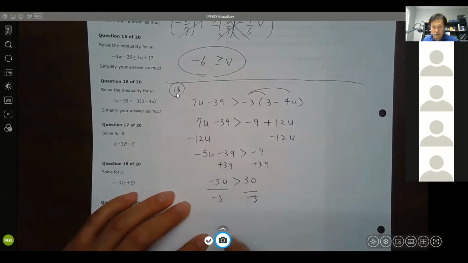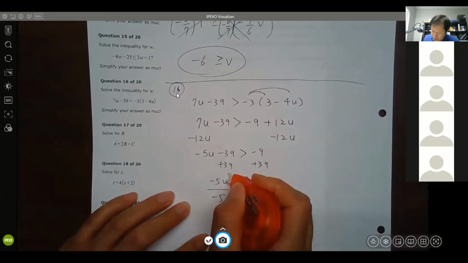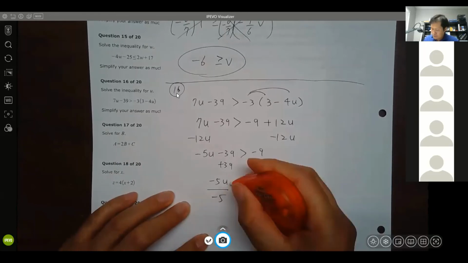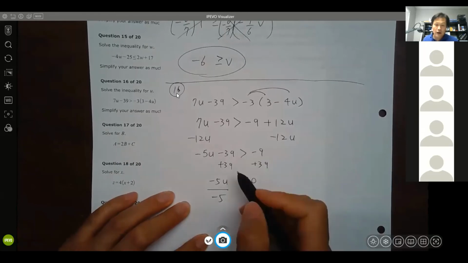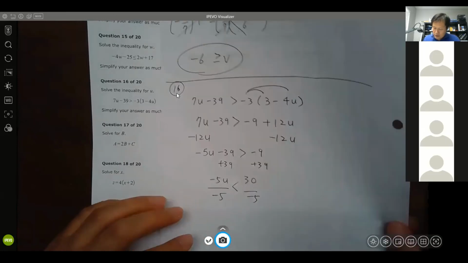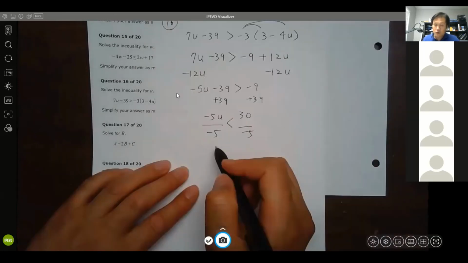Don't forget, right here, you have to flip this inequality because you divide by a negative. So u is less than minus 6, all done.